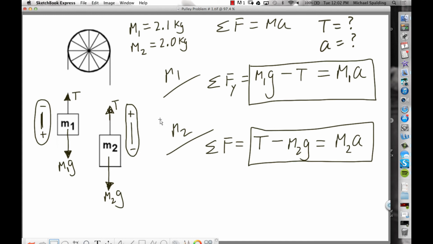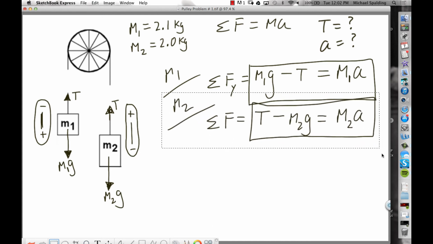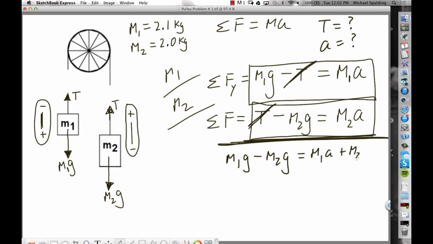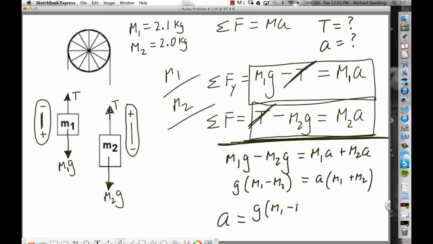So here's the easiest way to do this. I'm going to scoot these closer together. What we're going to do is add the two equations. Notice this is T, and that's negative T. So what happens when we add the equations? T and negative T cancel. So you get M1g minus M2g equals M1a plus M2a. Now factor out a g, M1 minus M2, and factor out an a, M1 plus M2. Then a is going to equal g times M1 minus M2 over M1 plus M2.